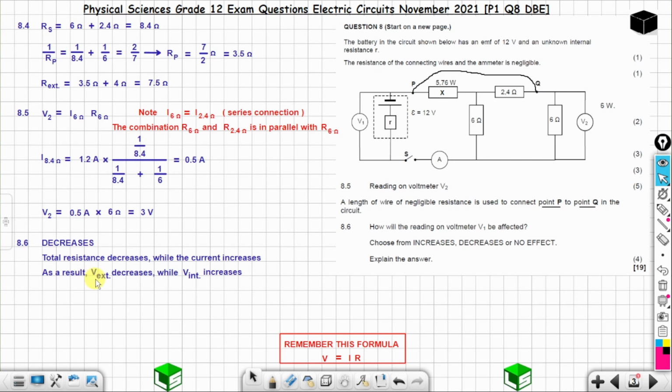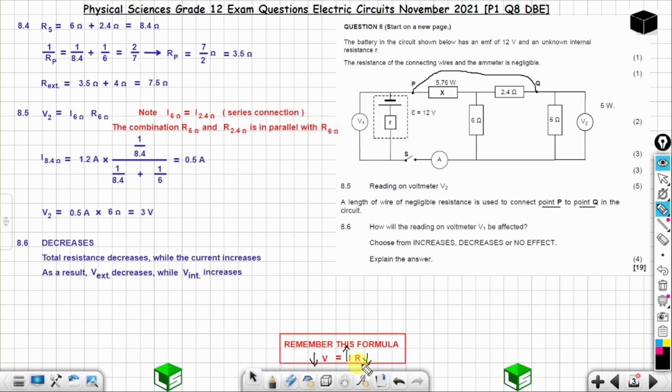As a result, the external voltage, what is supplied outside of the battery, will decrease because the resistance is decreasing. Remember, external voltage is calculated using this formula: external voltage is equal to current times external resistance. So when the external resistance is decreasing, the external voltage will also decrease while the current is increasing.